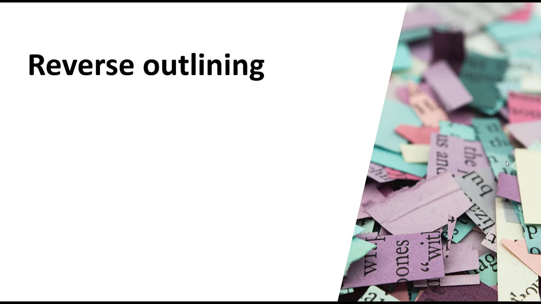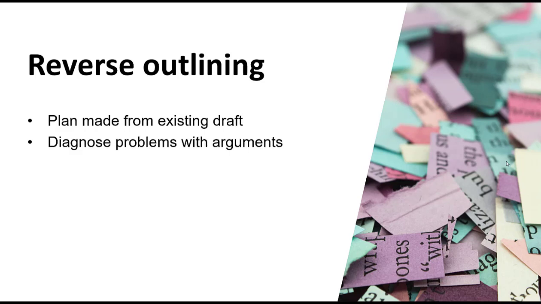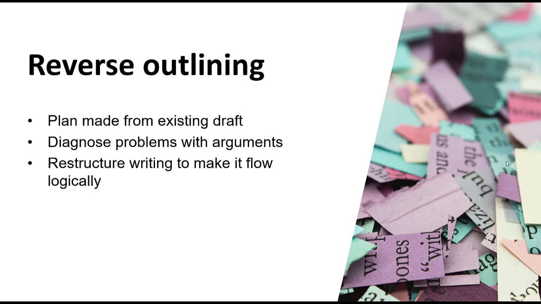Reverse outline is very different from the other methods we looked at in this video, because the aim here is not necessarily to develop new writing, but to organize writing that you have already done and that is looking very messy or lacks proper flow. A reverse outline is a plan made from an existing draft. The idea of the reverse outline is to diagnose any potential problems with your arguments and identify ways forward without changing around too much with the existing text and potentially destroying good work. Reverse outlining allows you to restructure your writing after it has been written, making it flow logically again.